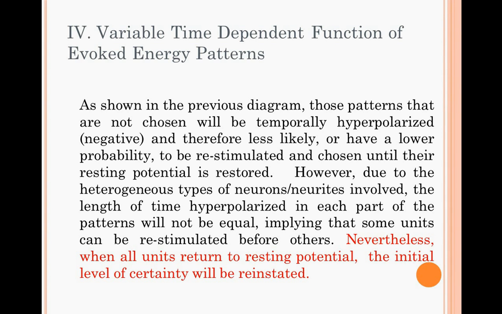So this is something very important. I'll just read it through. As shown in the previous diagram, those patterns that are not chosen will be temporarily hyperpolarized, more negative, and therefore have a lower probability to be re-stimulated and chosen until their resting potential is restored. However, due to the heterogeneous types of neurites involved, the length of time hyperpolarized or negative in each part of the patterns will not be equal, implying that some neuronal units can be re-stimulated before others. Nevertheless, and this is very important, when all units return to resting potential, the initial level of certainty will be reinstated. You'll be seeing that in our diagram coming up.